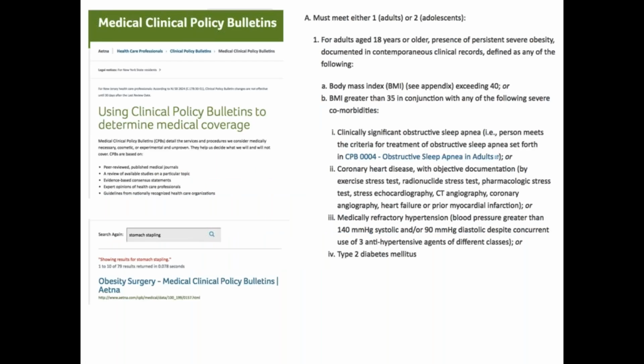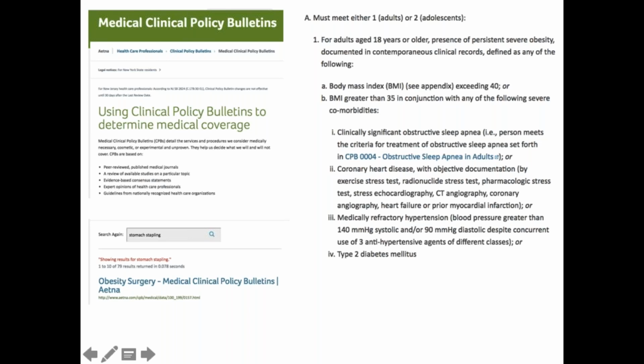Now, I need to know if I will be covered. On the left-hand side, I won't go over it of this slide. It gives you an explanation of what these clinical policy bulletins are, but this is when you would be covered. You must, it depends if you're an adult or an adolescent at the top of the right-hand side of the slide. If you're an adult, you need to be 18 years of age or older and have persistent severe obesity documented in medical records. Now I'm going to go to A, body mass index exceeding 40. I don't know how many of you can calculate or know exactly what that means. Or you could have a BMI of 35 in conjunction with the following, and I will go to 1, 2, 3, and 4.